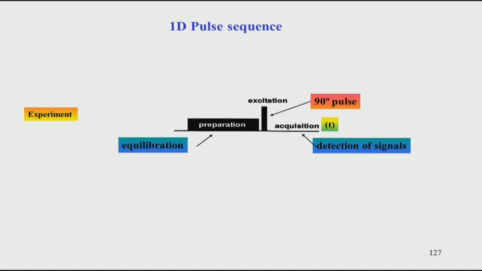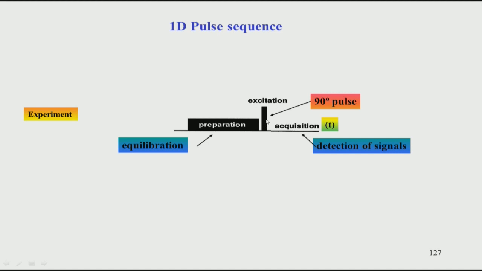Before the field, there is no energy difference between the two states, they are all degenerate and the populations are randomly oriented. But the moment you apply a magnetic field, you need to wait for some time for this population to be redistributed between the two states. That is the preparation period. Once that happens, the system is in equilibrium, you apply a pulse, and that is called excitation.